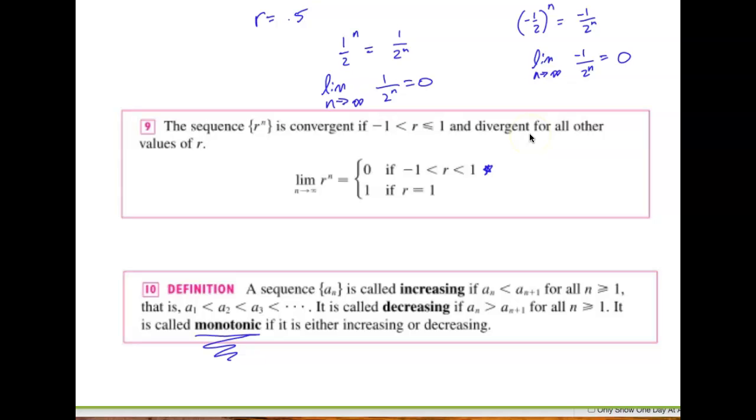Is there a different word for non-monotonic? Nope, you got it right. So that would just be a sequence that's either oscillating or it's not always increasing, like it could do this and then increase from there, but it's not strictly increasing.